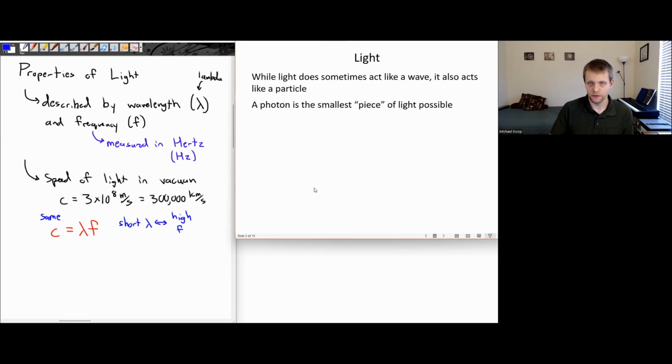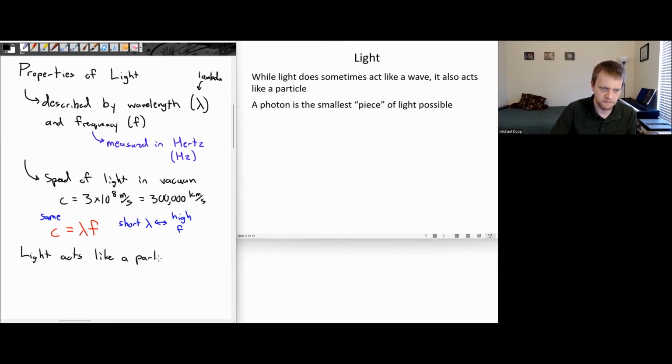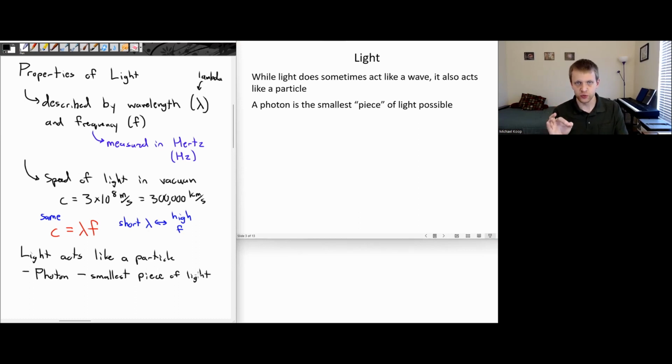Light acts like a particle. And a photon, so let me write that part down. So light acts like a particle. And the photon is the smallest piece of light that you can have. So a photon is the smallest piece of light. So I could have one individual photon of light.